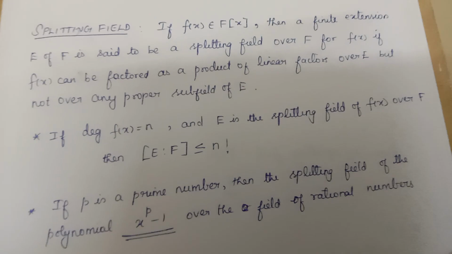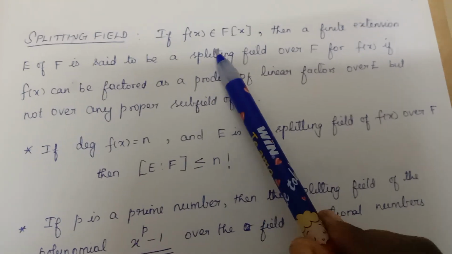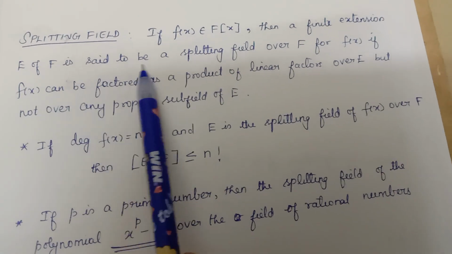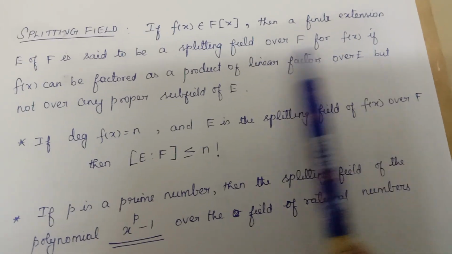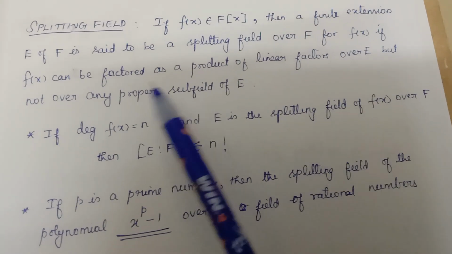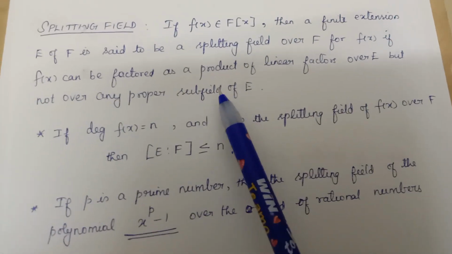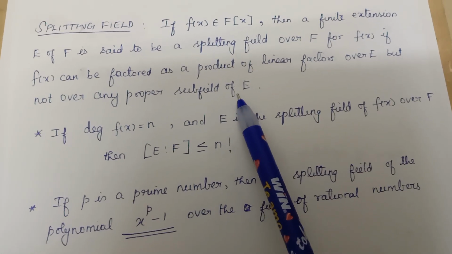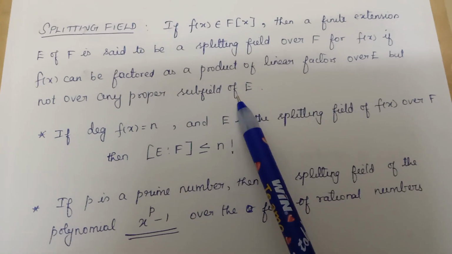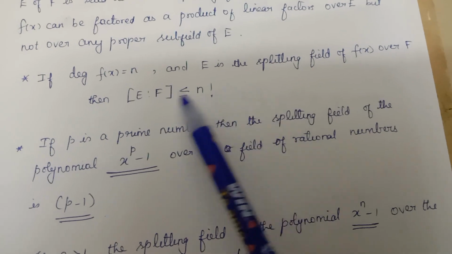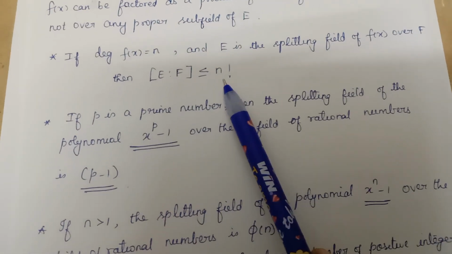Okay. The next one is splitting field. If f of x is a polynomial over F, then a finite extension E of F is said to be a splitting field if f of x can be factored as a product of linear factors over E and not over any other proper subfield. So the field in which you can factorize a given polynomial into linear factors is called the splitting field. Okay, if the degree of the polynomial is equal to n, then the degree of the splitting field will be less than or equal to n factorial.